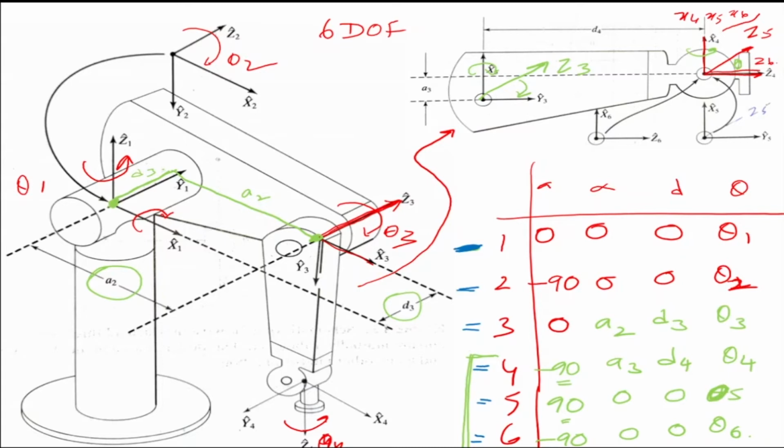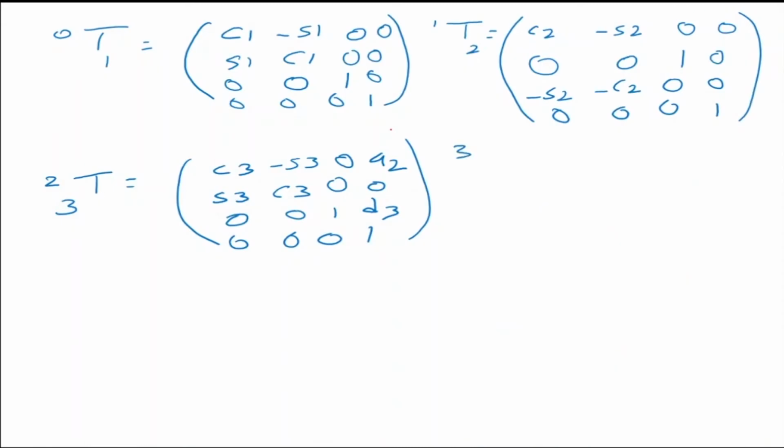Now this is my 2 to 3, and 3 to 4 is given here. So 3 to 4 is cos 4, minus sin 4, 0, 0, 1. This is minus sin 4, minus cos 4, 0, 0. This is A3, D4, 0, 1.